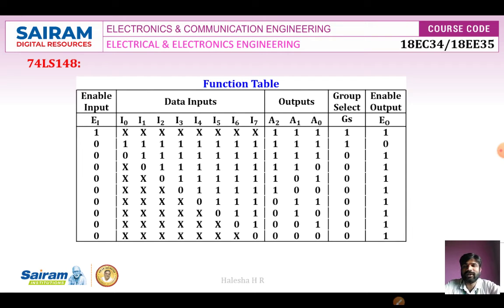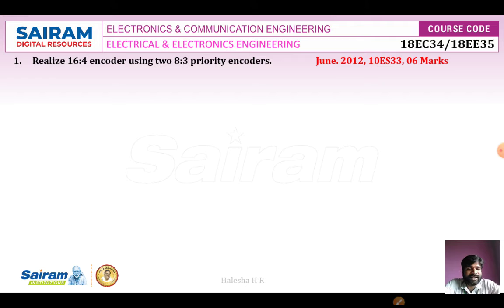So this is the function table of 74148. Remember, the additional features here are enable input, enable output and group select, and they are useful for cascading purpose. Now let's see the realization of a 16:4 encoder using two 8:3 priority encoders. So 16:4 means 16 inputs, 4 outputs, using 8:3 priority encoders.